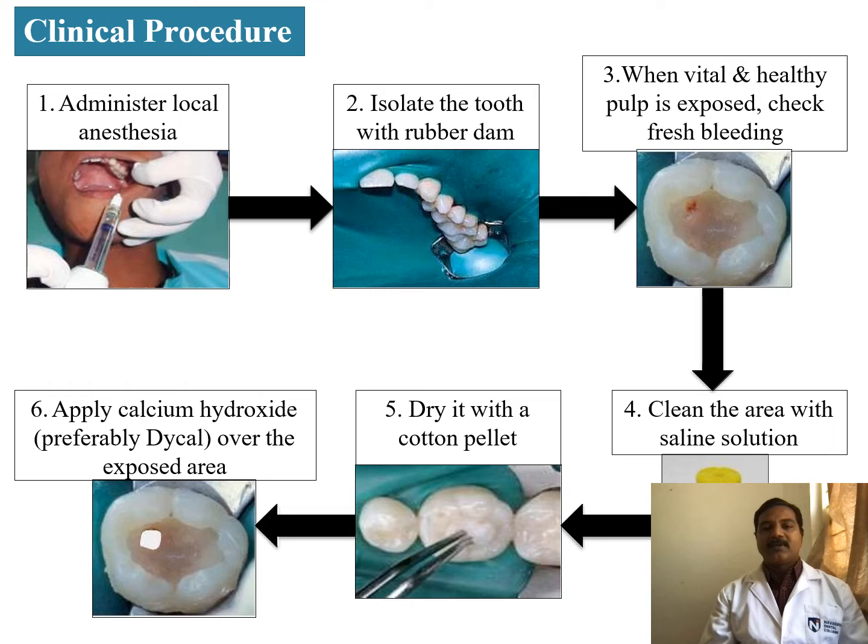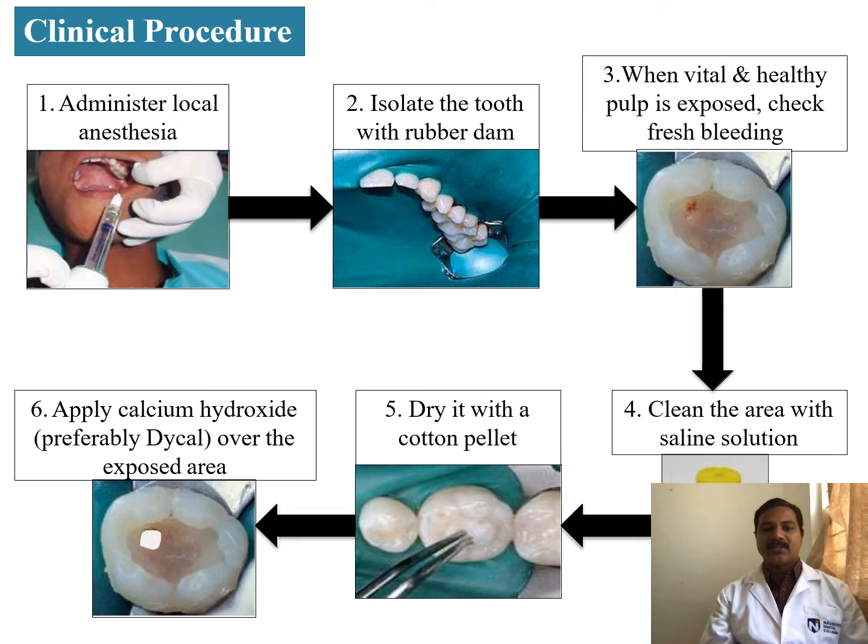Then place a small pellet of cotton onto the exposed site and see that the bleeding stops immediately. If the blood is bright red in color, it is an indication that there is a good amount of inflammation, which may not be a suitable case. If there is pain or continuous pain, it is also not an indication for direct pulp capping. Such cases may go for root canal treatment.